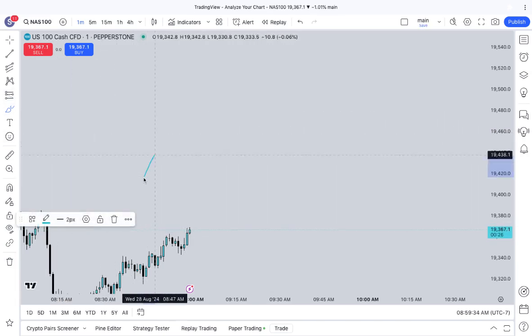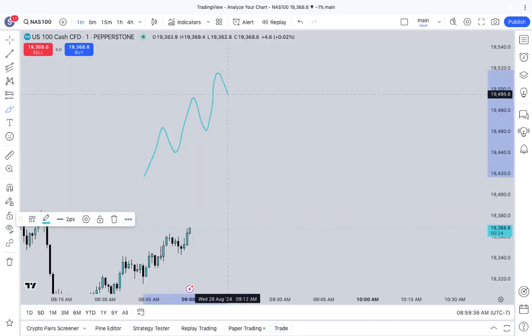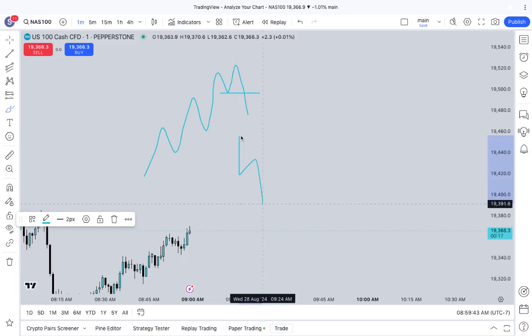You cannot just be like, okay, we have an uptrend, break of structure, boom, let's enter. It's not like that. That's not how it works. You have to plug this in with other things. You can't just trade off of this.